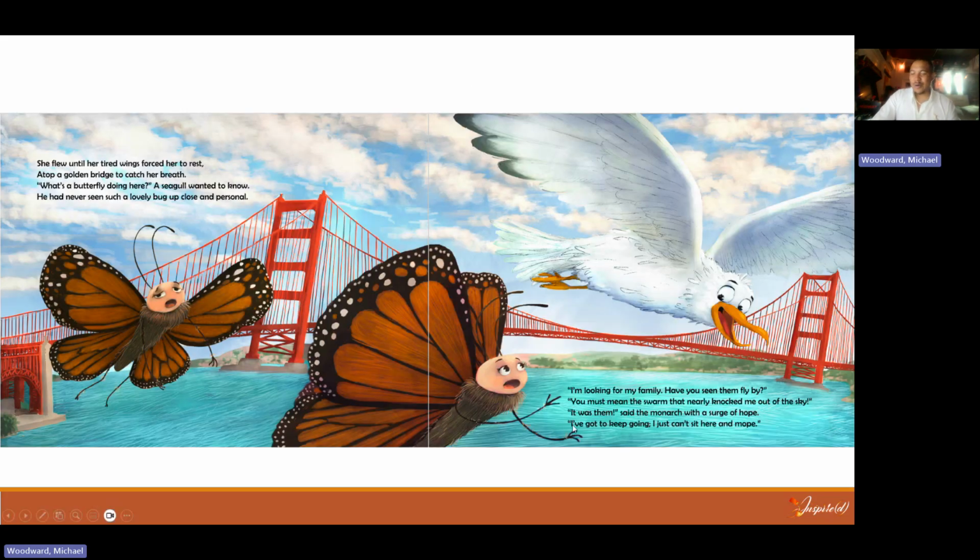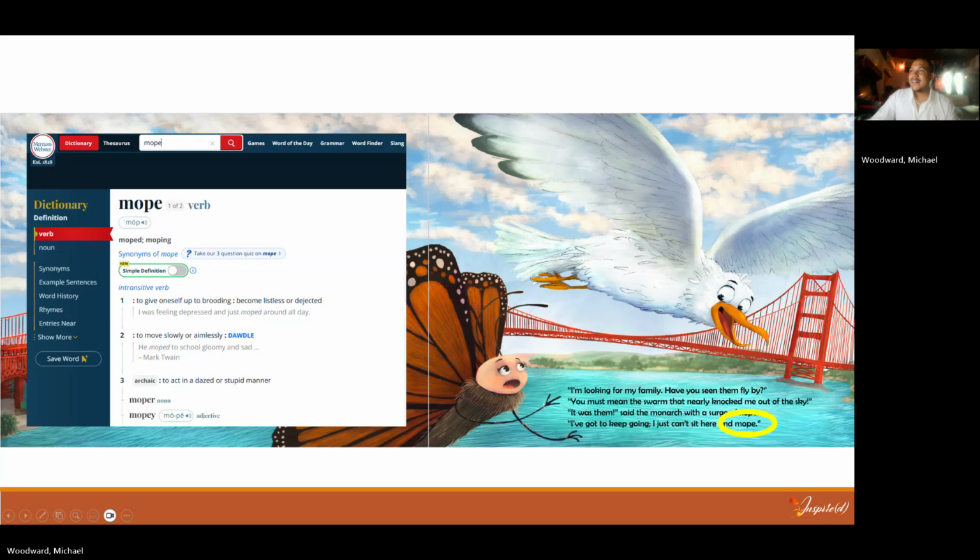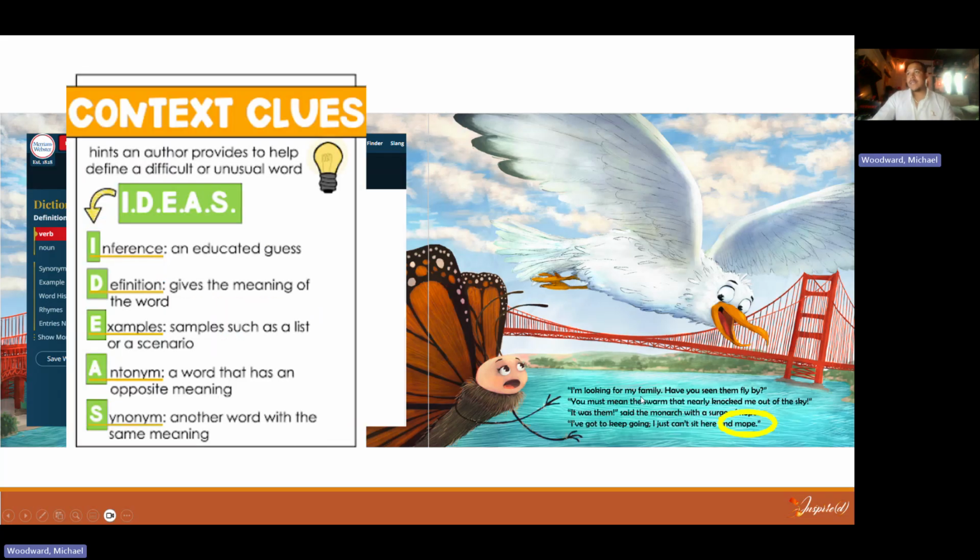All right. I'm sorry. So we've got mope, to give oneself up. "I've got to keep going. I just can't sit here and mope." So I would ask, what context clue can we use? And there's a different one. From the recent presentation, someone said inference. And I was like, yeah, that's a good one, because interestingly, logic was one of the context clues from Reading Rockets. So it just goes to show the different names for many of the same actions or definitions that we all know of. But he made an educated guess based off of the context of the sentence.